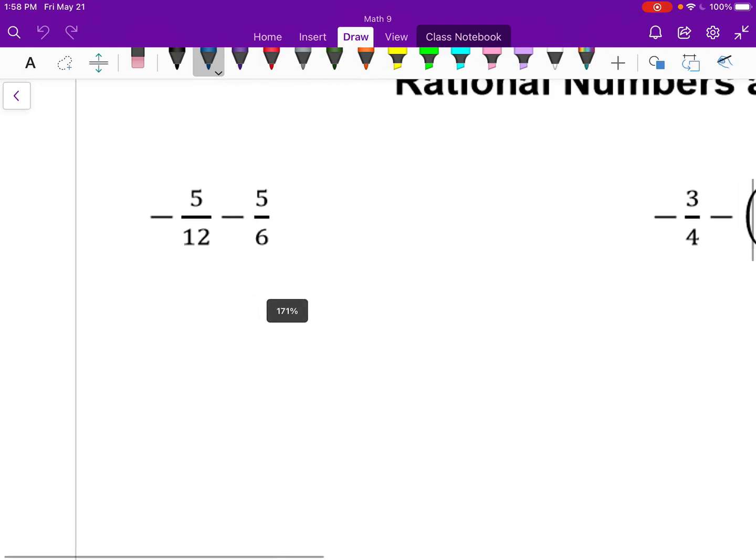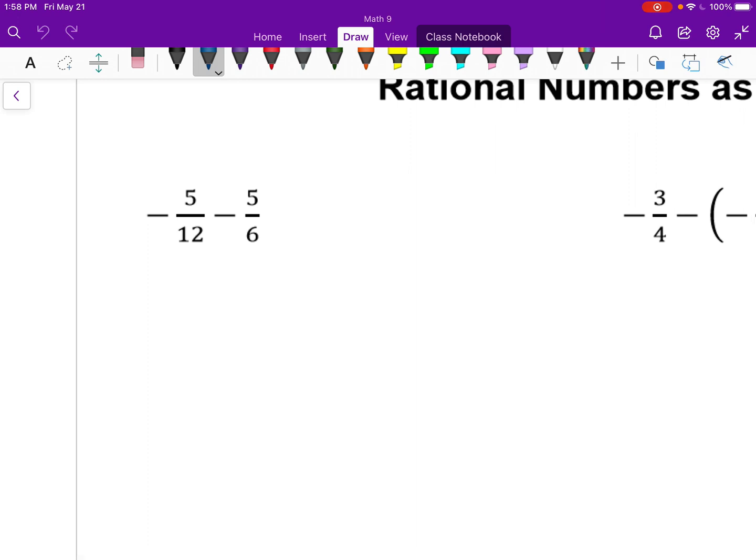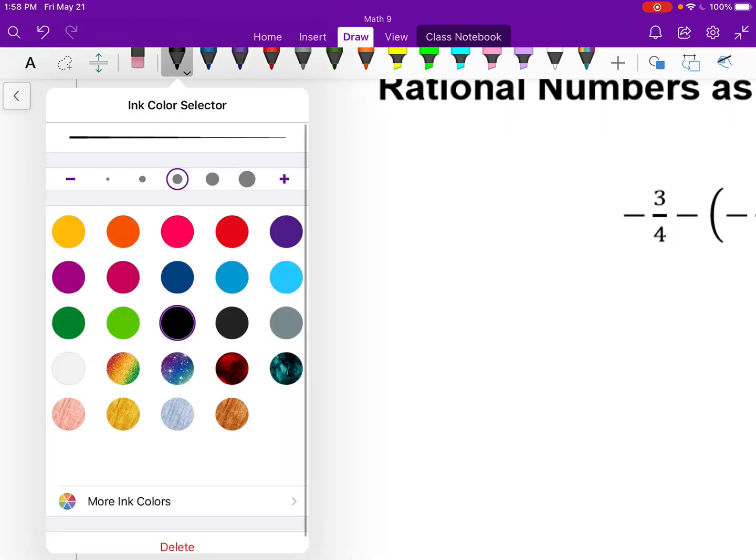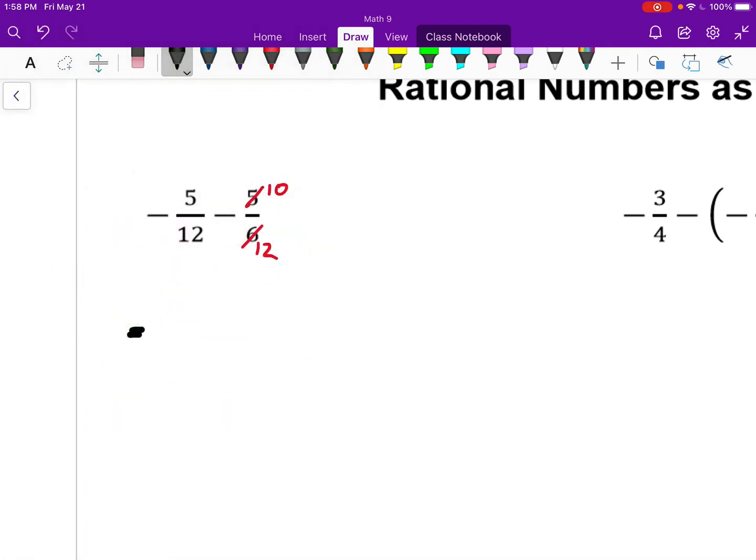So negative 5/12 minus 5/6. Again, it doesn't matter if the numbers are positive or negative. If I want to add or subtract fractions together, I want to find that common denominator. Ideally the lowest common denominator, and the lowest common denominator of 12 and 6 is 12. So I just need to double 6 to make 12, double the numerator to get 10, and now I'm pretty much set up. So I have my common denominator of 12.